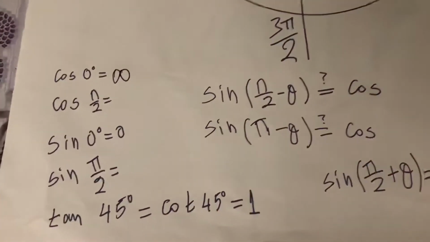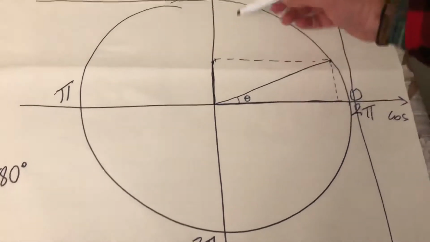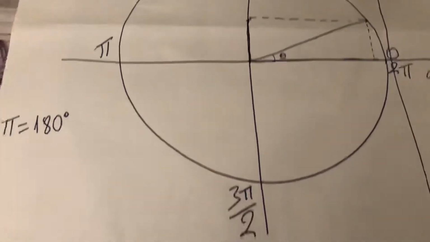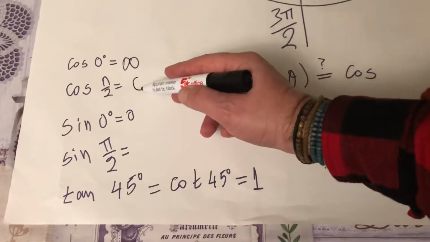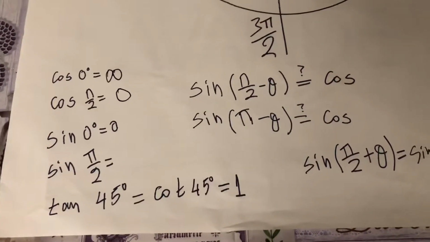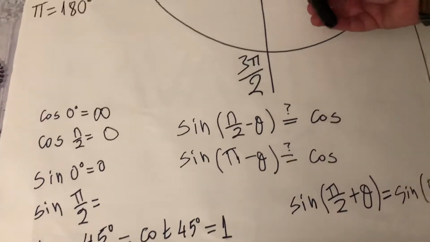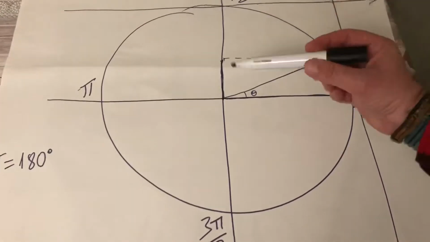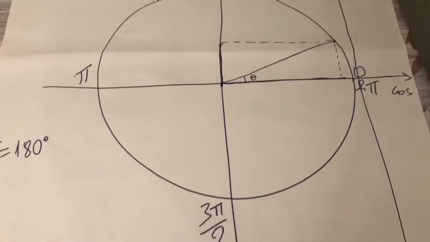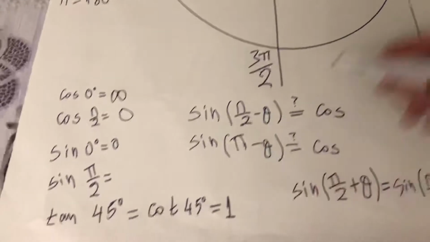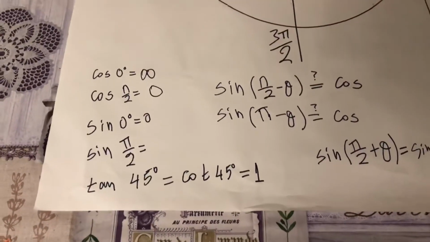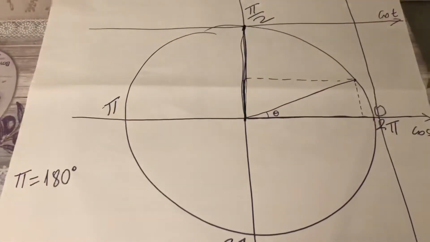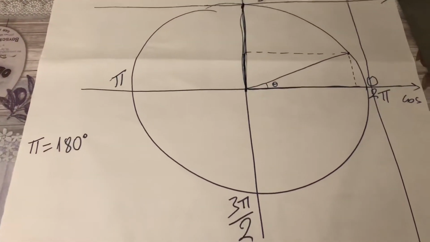Whereas cosine pi over 2 intersects the x value at the 0 point, so cosine pi over 2 is 0. Sine 0 angle cuts the sine axis at the 0 point, so it is 0. Sine pi over 2 is 1, because this is the unit circle, so sine pi over 2 equals 1.